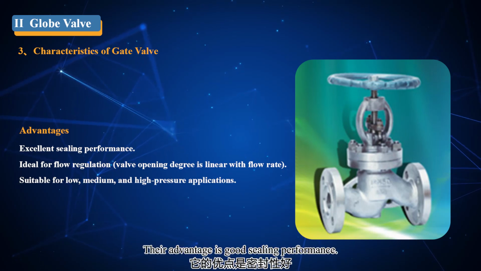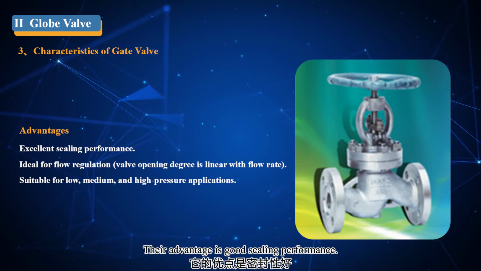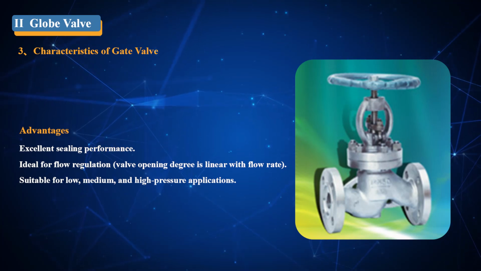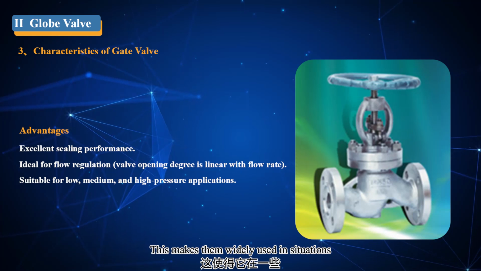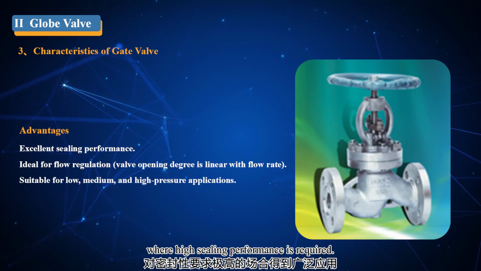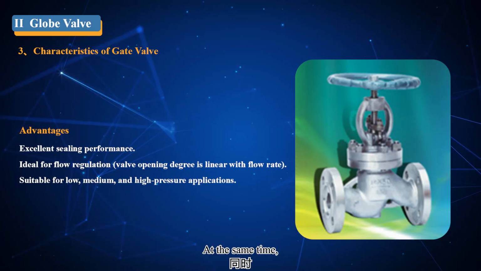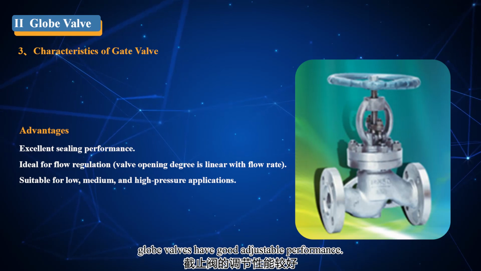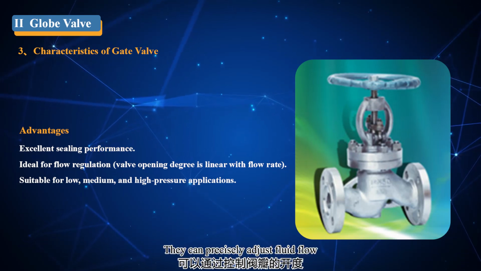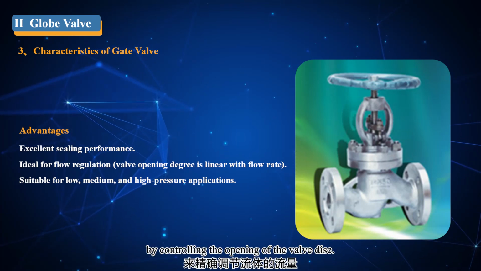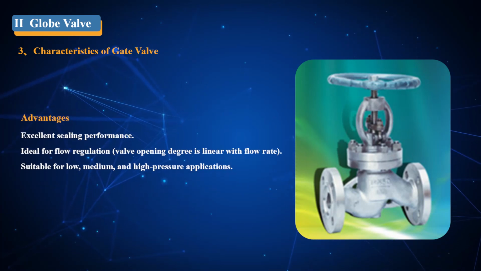Their advantage is good sealing performance. They can effectively stop fluid flow. This makes them widely used in situations where high sealing performance is required. At the same time, globe valves have good adjustable performance. They can precisely adjust fluid flow by controlling the opening of the valve disc.